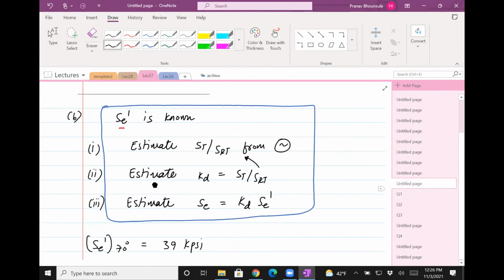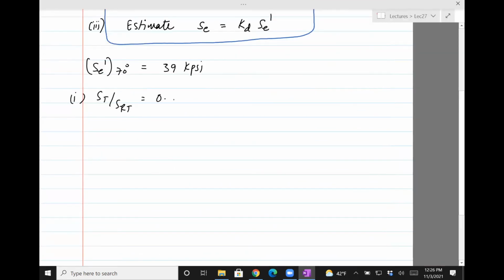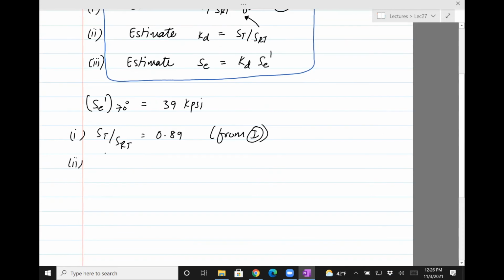Let's see. Okay, done. Next part. Estimate KD. KD is ST divided by SRT, and that's easy, it's 0.89. And the third step is estimate SE, which is KD times SE prime.